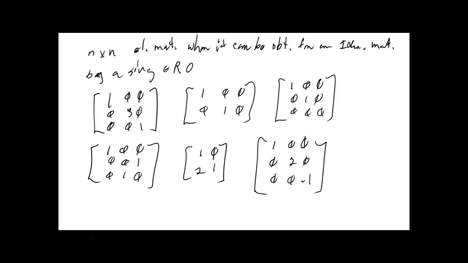Okay, elementary matrices are useful because they enable you to use matrix multiplication to perform elementary row operations, and that's what we're going to show in example 2.